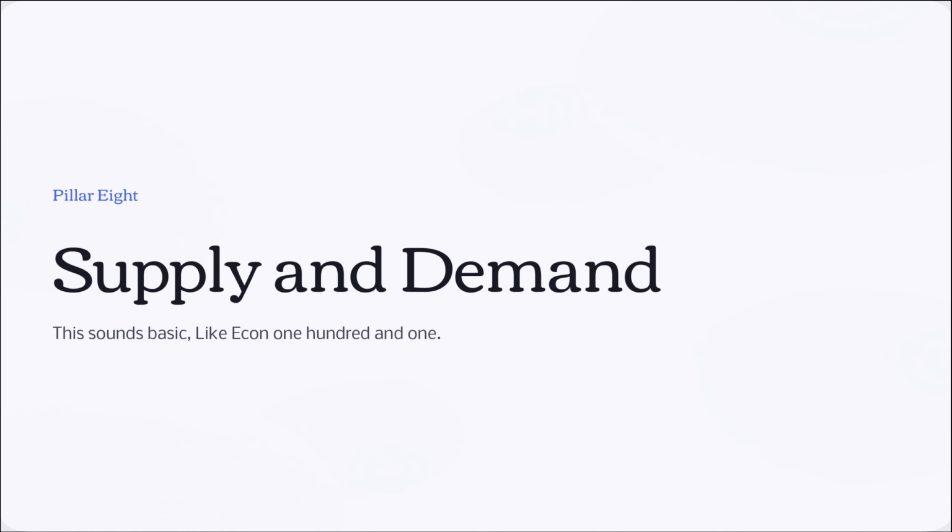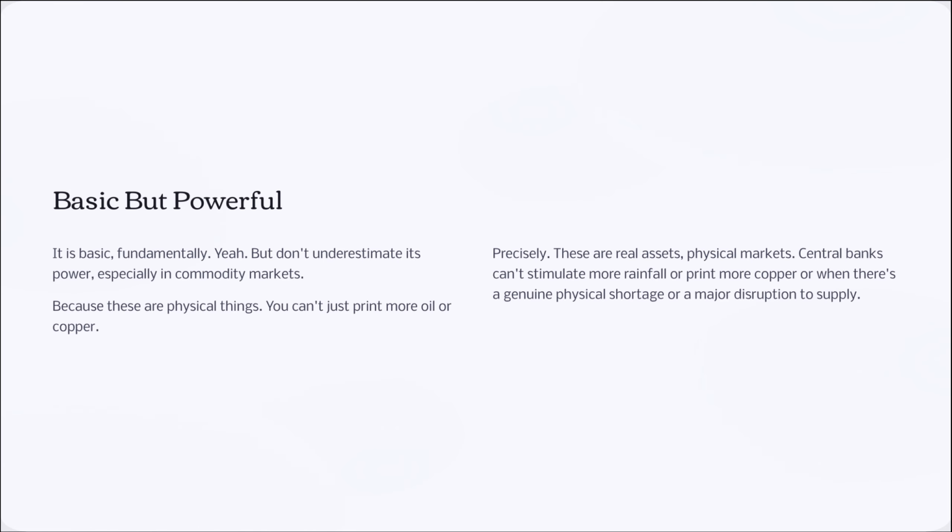This sounds basic, like Econ 101. It is basic, fundamentally. But don't underestimate its power, especially in commodity markets, because these are physical things. You can't just print more oil or copper. Precisely. These are real assets, physical markets. Central banks can't stimulate more rainfall or print more copper ore.